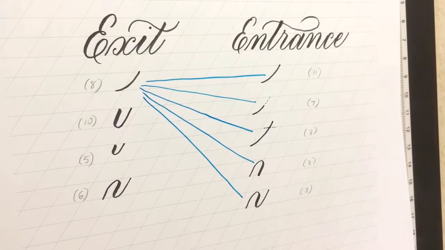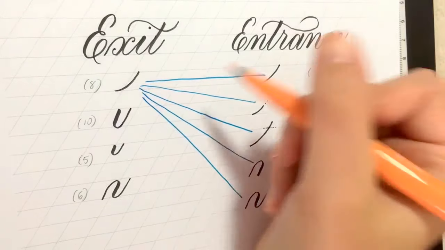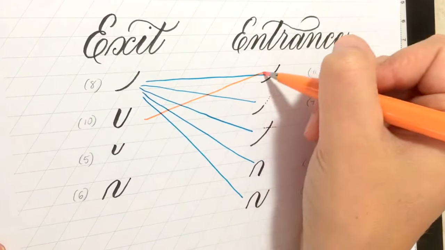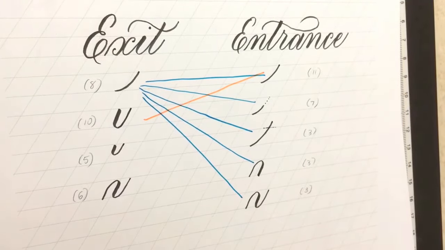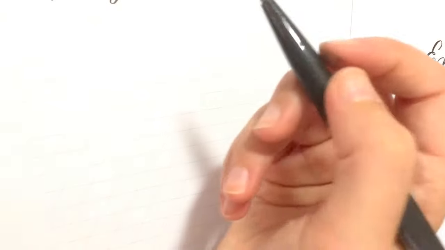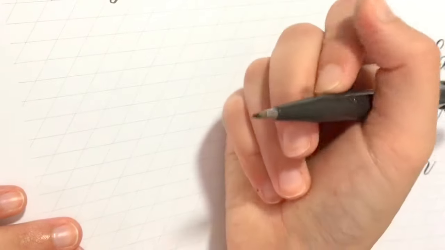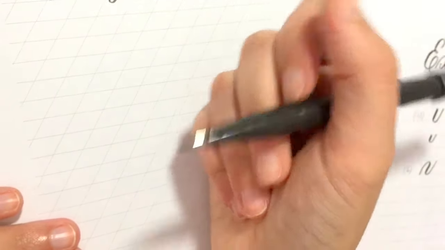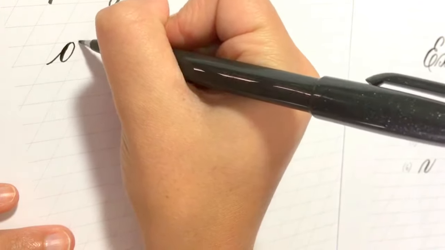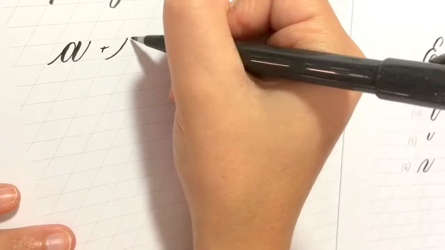So the next combination of exit and entrance strokes we're going to look at is letters that end with the underturn. So first we're going to look at underturn to a basic entrance stroke. Okay, so let's start with the letter A, and we'll connect that to the letter B. So A ends with an underturn, and B begins with a normal entrance stroke.